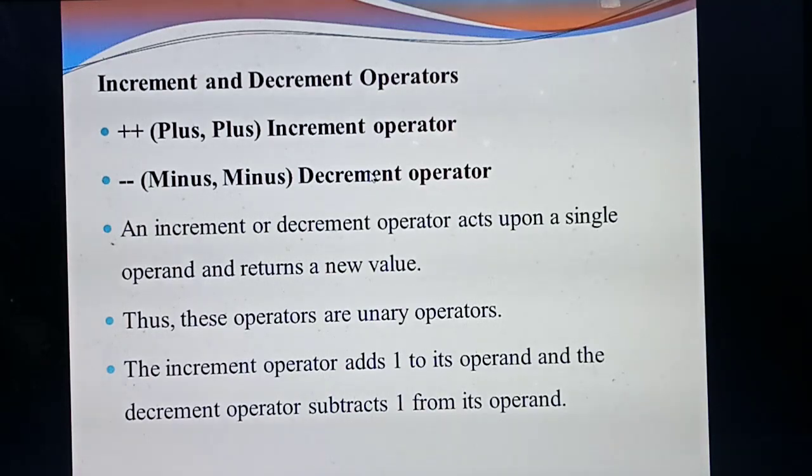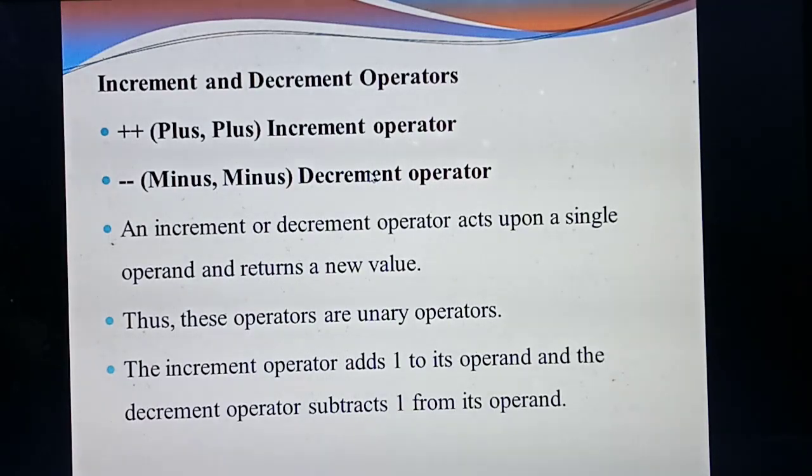2 minus symbol. Okay. But this will come under unary operator. That's very, very important. So increment and decrement operators always come under which operator? Unary. But arithmetic operators, which you have studied, will come under which one? Binary. Why? Because they require a minimum of 2 operands.